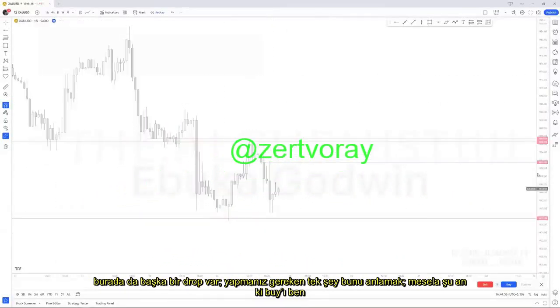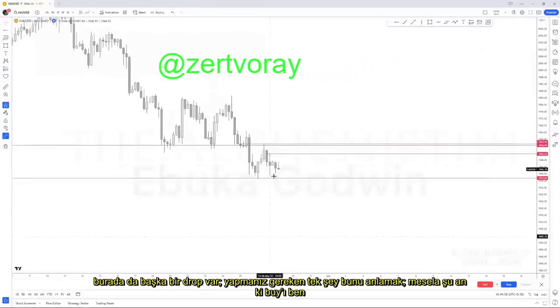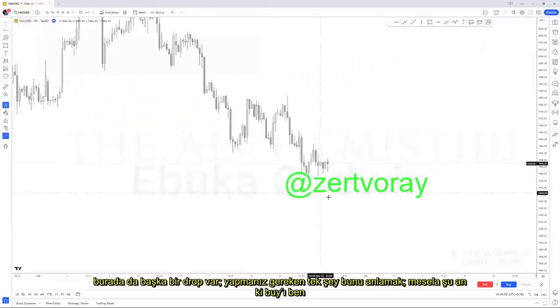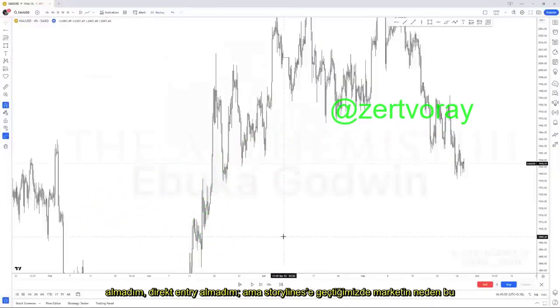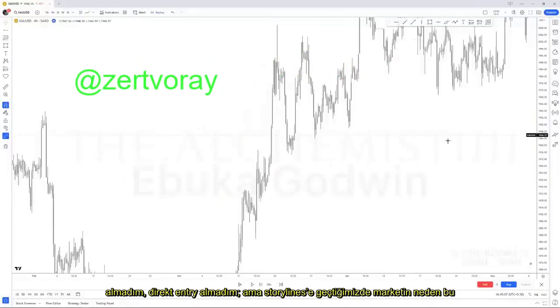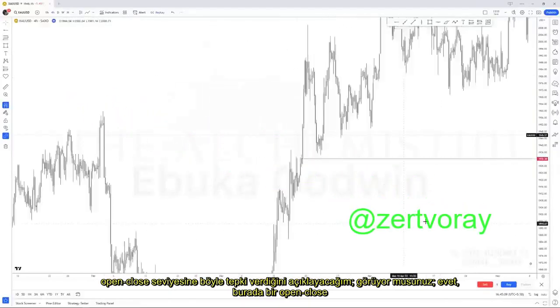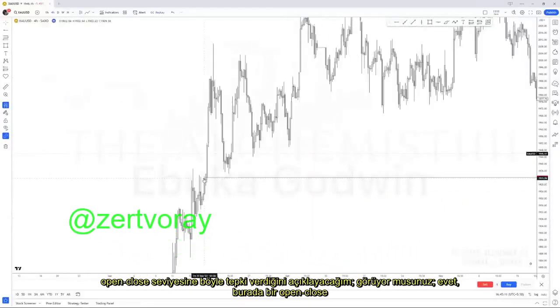Okay, so all you have to do is just understand. Even the current buy, I did not take a direct entry, but I'll explain once you go into storylines why the market reacted to this open close in here. Can you see that? There's an open close, right?